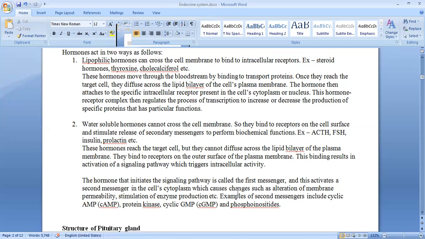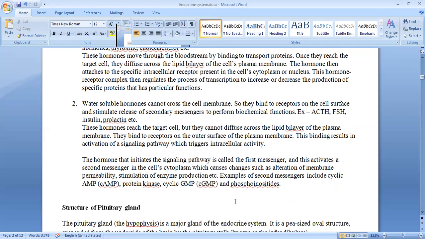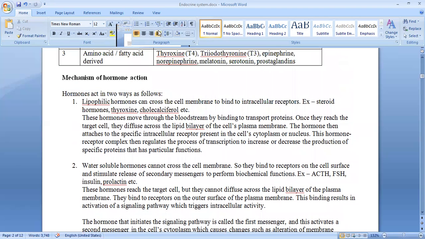So there are many important secondary messengers in the body, inside the cells, like cyclic AMP. I think you know the full form of AMP, adenosine monophosphate. So the cyclic AMP is written as small c AMP. Then protein kinase is also an example of a secondary messenger. Cyclic GMP, guanosine monophosphate, is also a secondary messenger. And phosphoinositides. These compounds also act as secondary messengers. So all these come under the mechanism of hormone action.